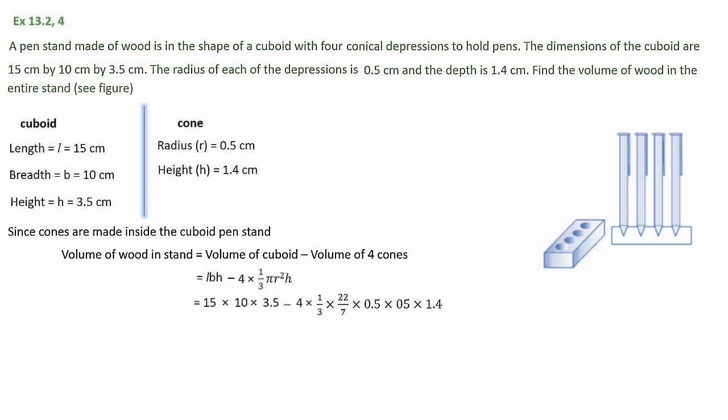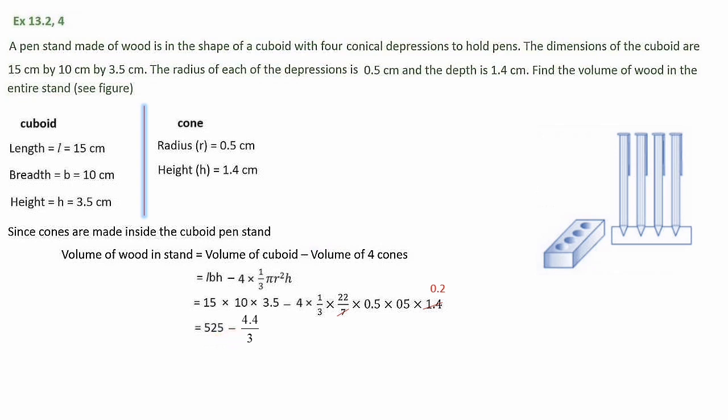That is equal to 15 into 10 into 3.5, minus 4 into 1 by 3 into pi, which is 22 by 7, into radius 0.5 into 0.5 into height 1.4. Then we can go for a little bit of calculation. The 7 and 1.4 we can cancel and write it as 0.2. Then 15 into 10 into 3.5. Like in the previous question, it is just multiplication. Please do not copy; simply multiply it in your notebook and write it.